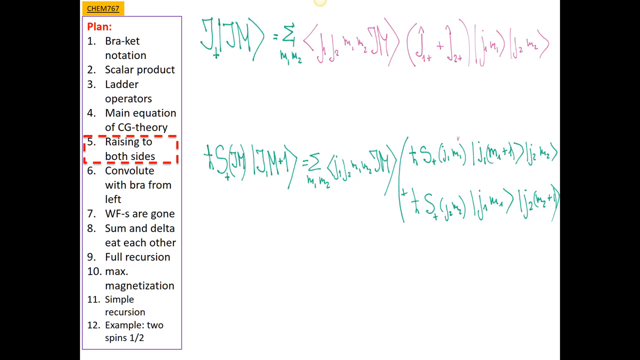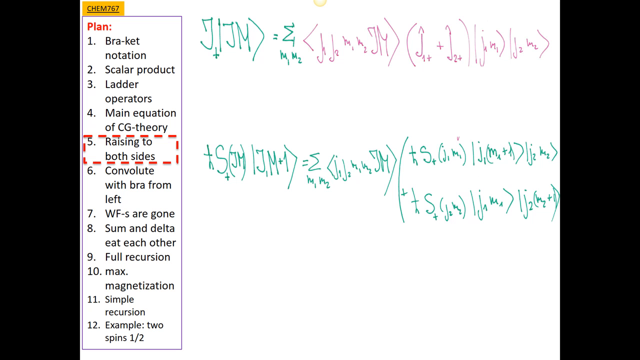Here, this operator affects only the wave function of the first system, right? So the only difference is that we get S plus of J1 M1, and here we replace it with J1, M1 plus 1. This factor is replaced by this factor, and this factor stays the same, J2 M2. So we are applying the raising operator only to the first angular momentum system.